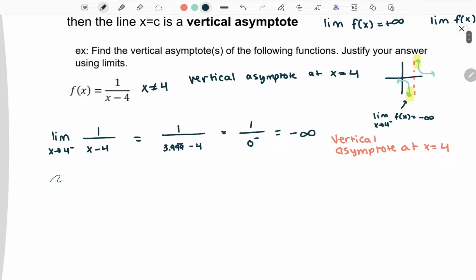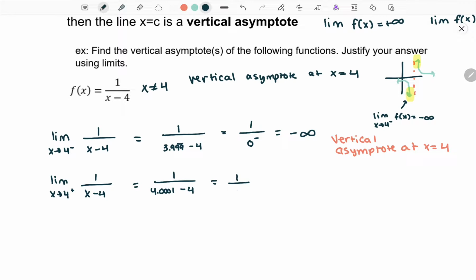So let's check the other side. What happens when I approach from slightly positive values of 4? Well, when I plug in something to the right of 4, so like a 4.00001 kind of deal, I'm getting a number that is ever so slightly bigger than 0 when I subtract 4 from it, which means that I'm dividing by something tiny, tiny, tiny, but positive. And so I'm approaching positive infinity at this one. Either of these is enough to say there's a vertical asymptote. I want you to check both. We're practicing those limits, so we're being super thorough with all this.